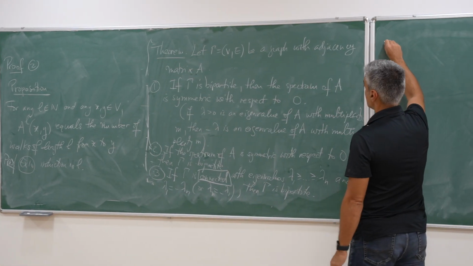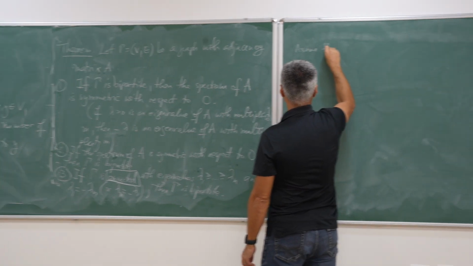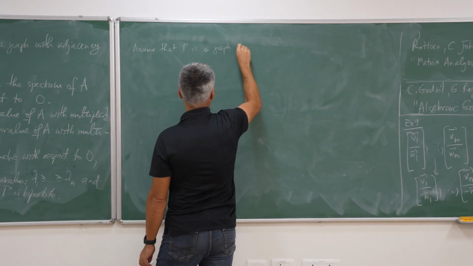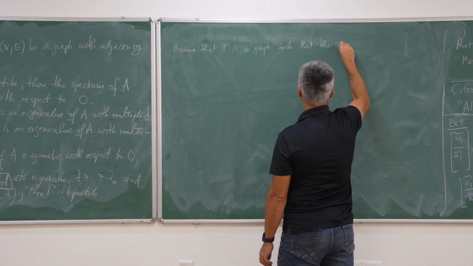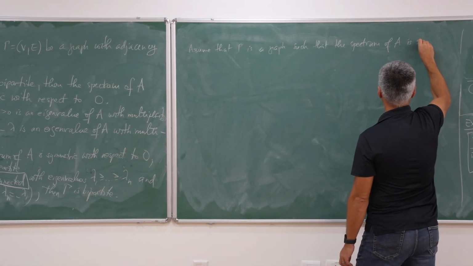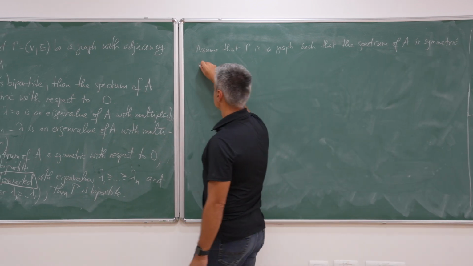Now let's prove the second part. Part 2: assume that Gamma is a graph such that the spectrum of A is symmetric with respect to 0.